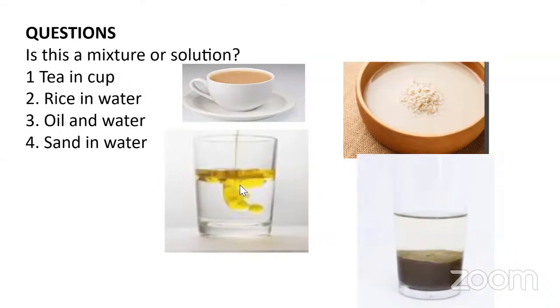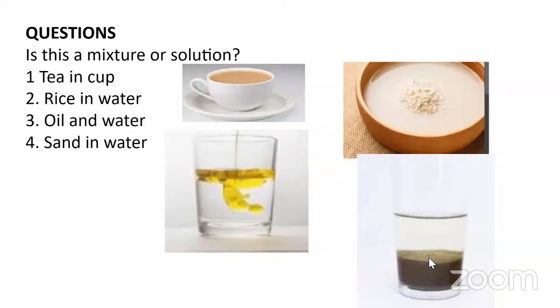Look at this, oil in water. Is it a homogeneous mixture or heterogeneous mixture? It's heterogeneous because they don't really blend, except immediately after you've stirred it, but most times they'll separate. Look at sand in water. Is it a solution or a mixture? Is it a heterogeneous mixture or a solution?